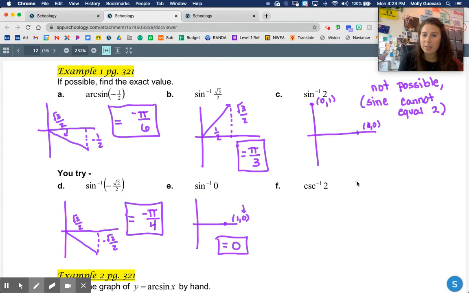And then the last one is cosecant inverse of 2, which remember is the same thing as sine inverse of the reciprocal of that, which is 1 over 2. Okay, so when I go to graph this, I want my sine value to be 1/2. I'm going to draw my angle. That tells me that this value right here I want to be positive 1/2. Again, knowing the unit circle, this is root 3 over 2. So that tells me that that angle is pi over 6.